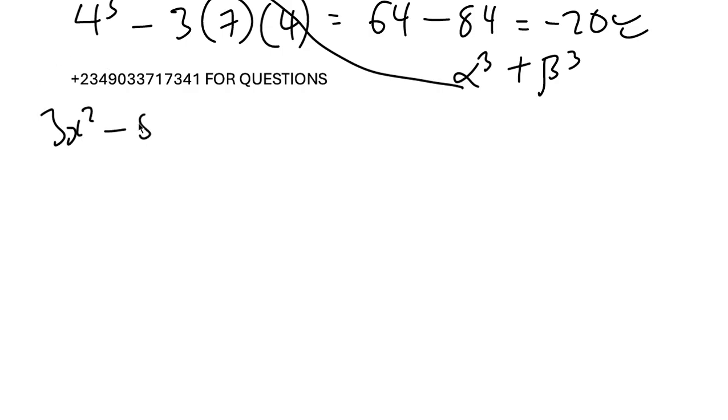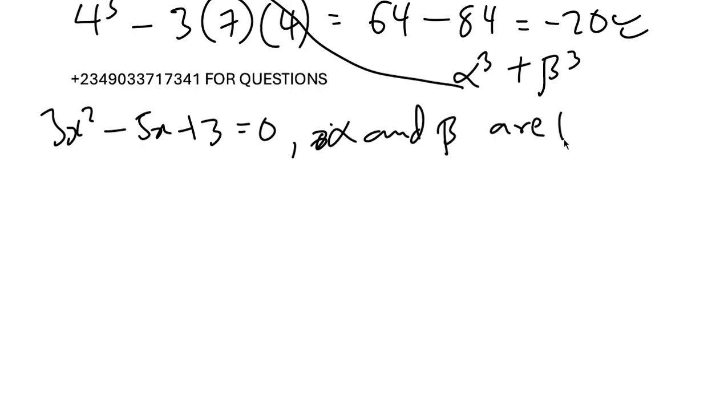3x squared negative 5x plus 3 equal to 0. You are given this in the exam, Maths 101, and you are asked, first of all, they will tell you alpha and beta are the roots, right?